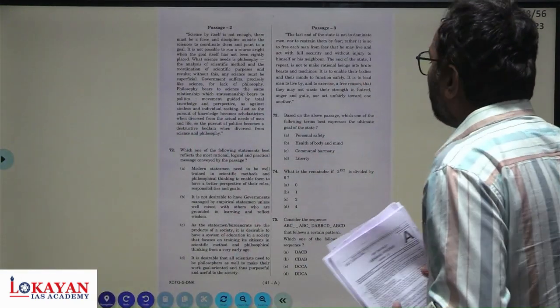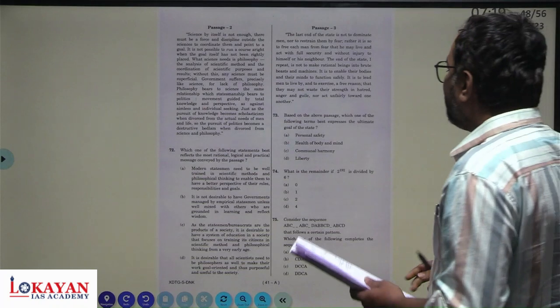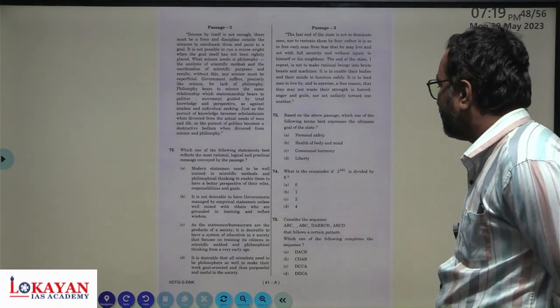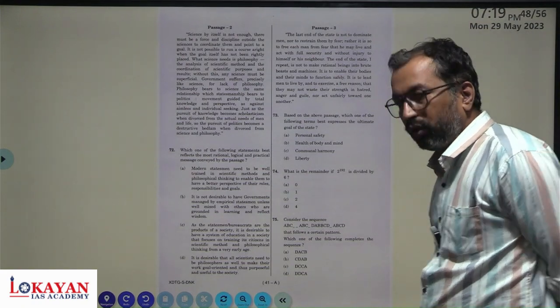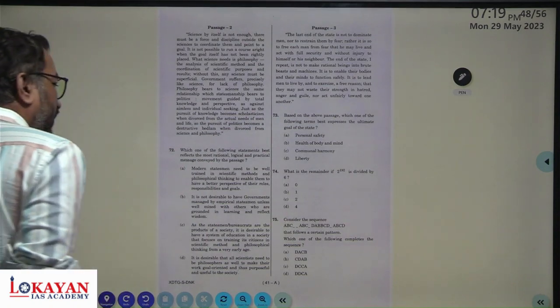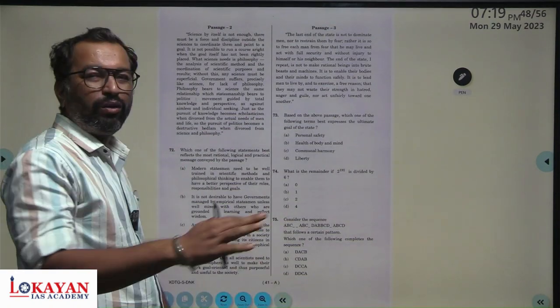Now look at question number 74. What is the remainder if 2 raised to 192 is divided by 6? 2 to the power 192 divided by 6. Again, the same type of question based on indices. Just find out the pattern.